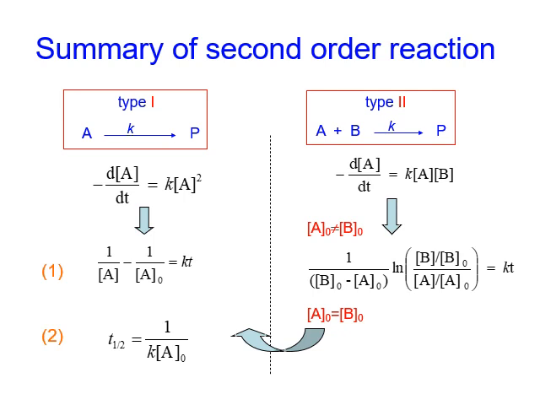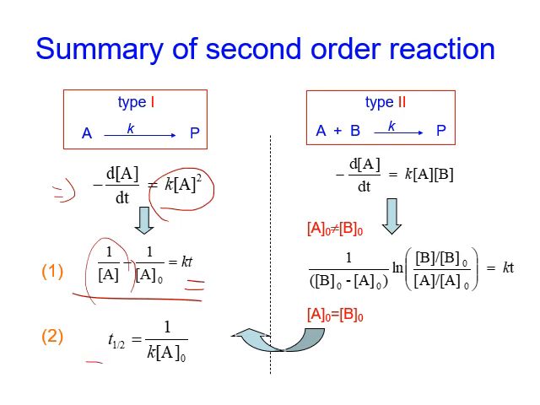Here's a summary of second order reaction. So for type 1, the rate law is just k[A] squared, and this is the differential equation. Separate variables, integrate. This gives you the integral rate law, which says the inverse concentration minus the initial inverse concentration equals kt. If you plot the inverse concentration over time, you get a straight line.